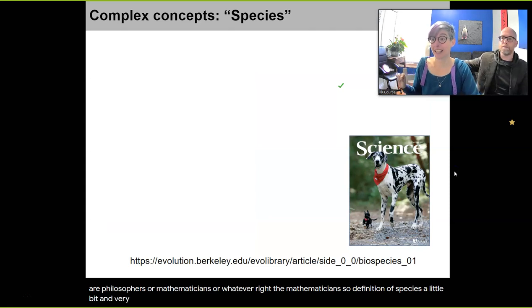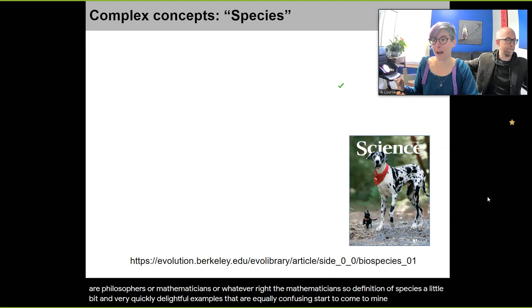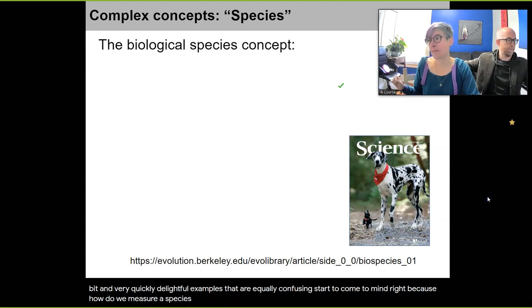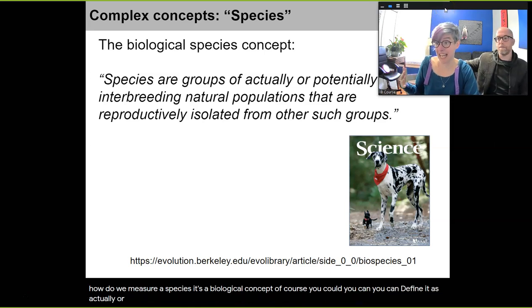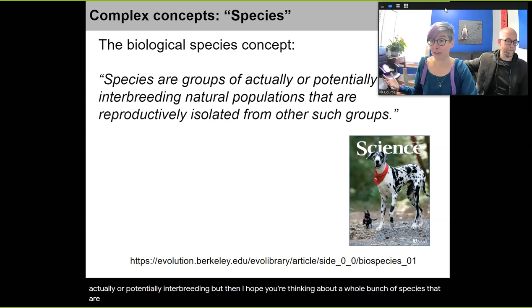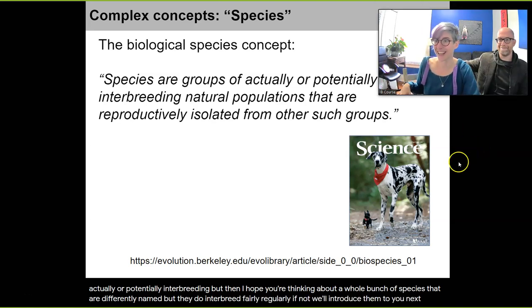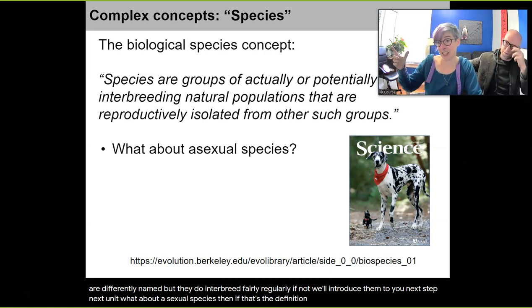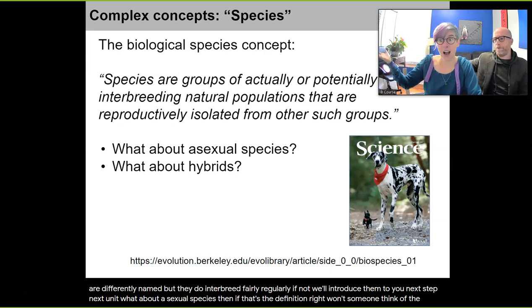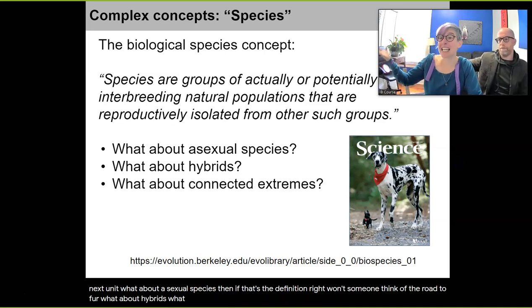Very quickly, delightful examples that are equally confusing start to come to mind. How do we measure a species? It's a biological concept, of course. You can define it as actually or potentially interbreeding, but then I hope you're thinking about a whole bunch of species that are differently named, but they do interbreed fairly regularly. If not, we'll introduce them to you next unit. What about asexual species, if that's the definition? Won't someone think of the rotifer? What about hybrids? What about connected extremes?